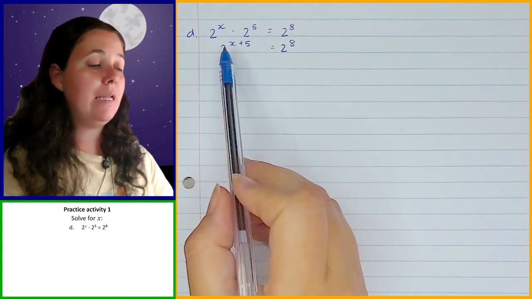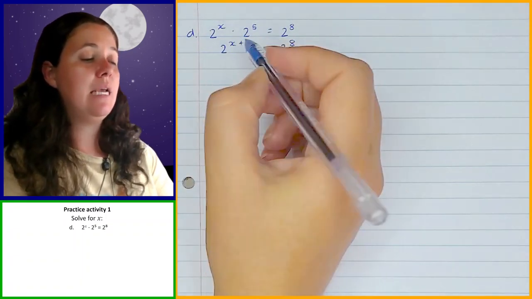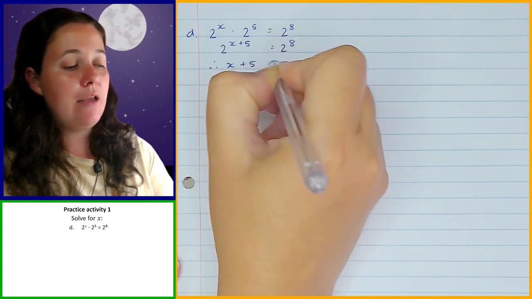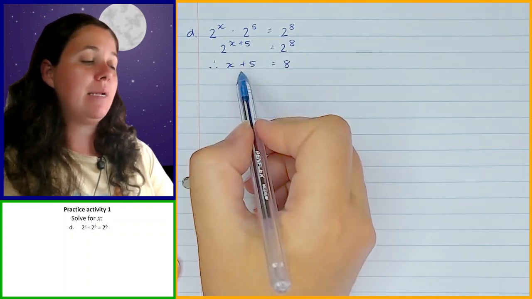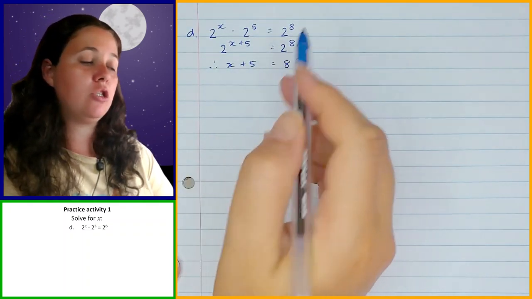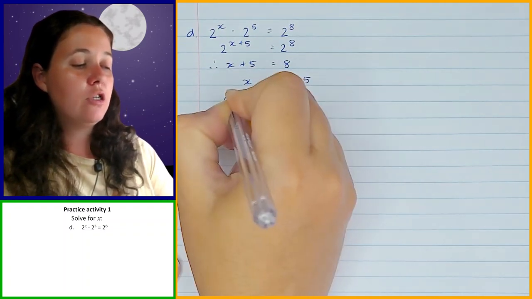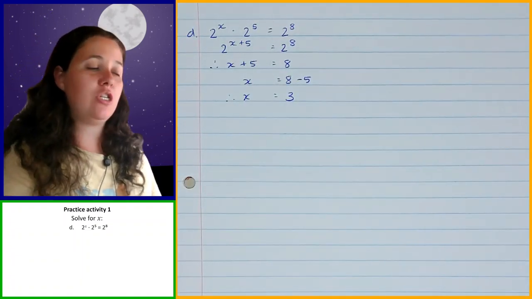I've got already a power equal to a power. They both have the same base, so I can drop the bases and make the exponents equal to each other. So I can say, therefore, x plus 5 must be equal to 8, which means I can now solve for x by taking that 5 and getting rid of it by subtracting on both sides. So now I can say x equals 8 minus 5, so therefore x is equal to 3. So that's what you should have got for question D.